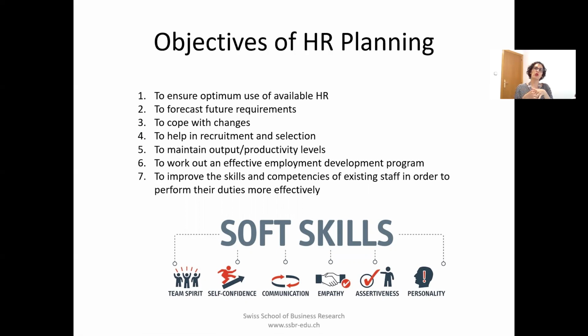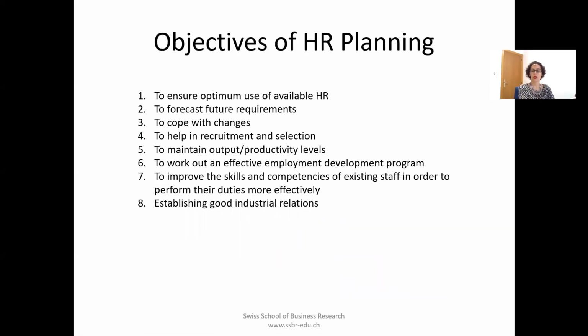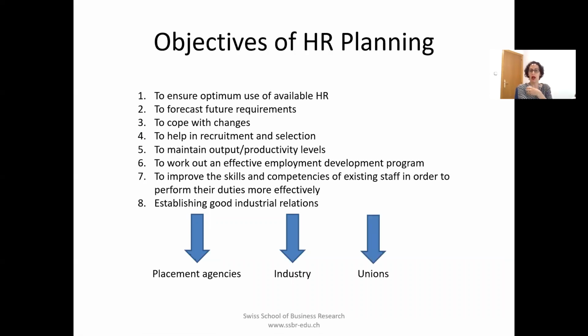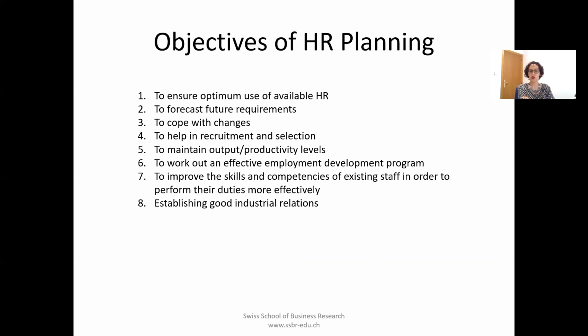Then, of course, we can also improve the skills and competencies of our existing staff so that they can perform their duties more effectively. So this is, for example, the HR department saying, well, today we're going to have a workshop on how to be better communicators. These are the kind of objectives that have to do with number 7. And of course, establishing good industrial relations. This means not just within our organizations, but also with other external organizations that we will have to work with very closely, like, for example, placement agencies, temping agencies, recruitment agencies, etc. Our industry, the work unions that we have inherent to our industry.